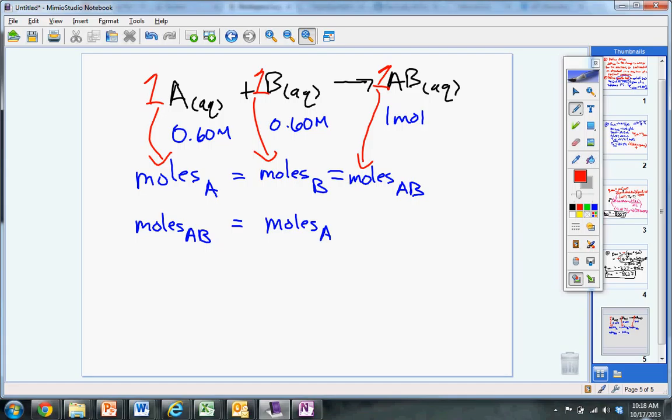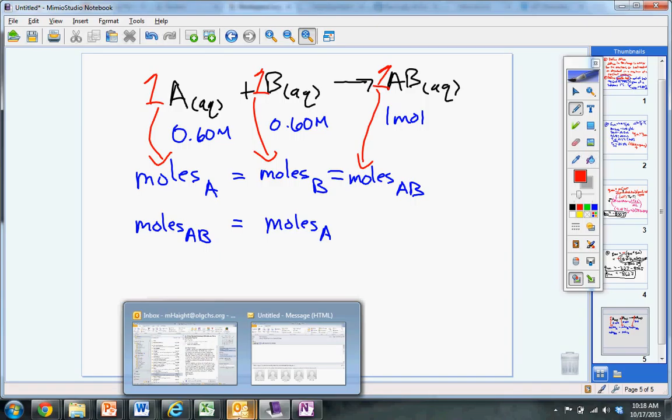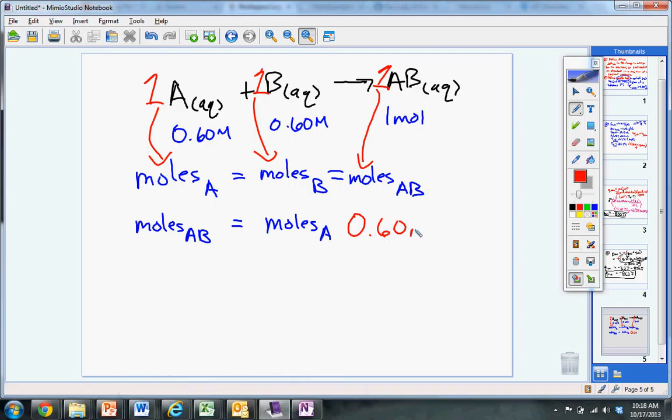How many moles of AB do we have? Moles of A, you can use moles of A or B. How many do we have? 0.60 mole. Now, what are we going to have to do to figure out what moles of AB we have? We have to look at question 3 to see how many milliliters we had. Remember, this is molar. What does molar mean? Moles per liter. So this is 0.60 moles per liter.